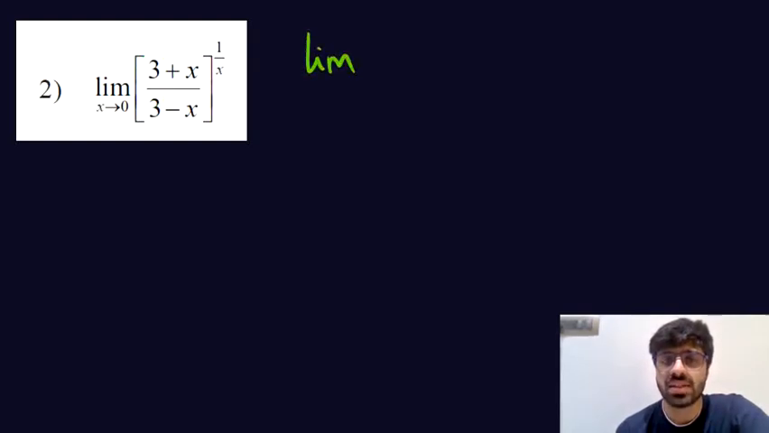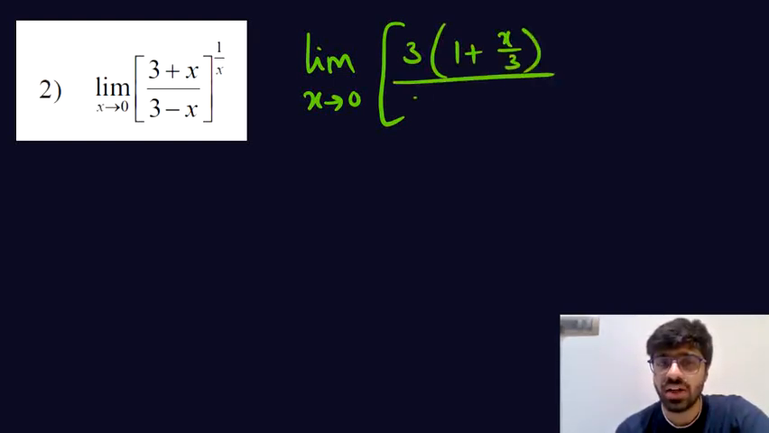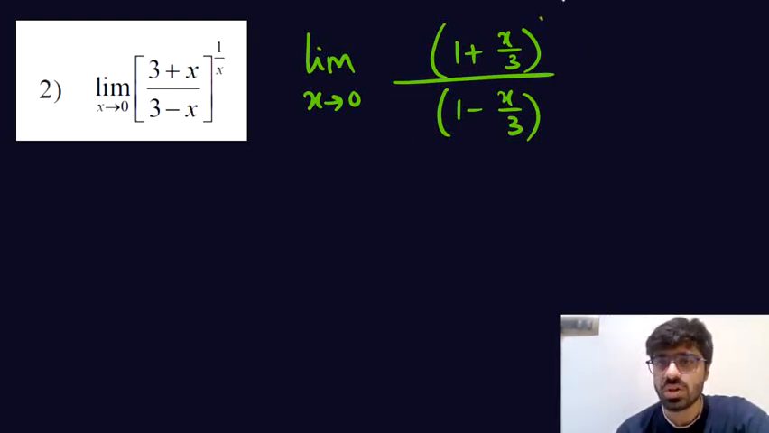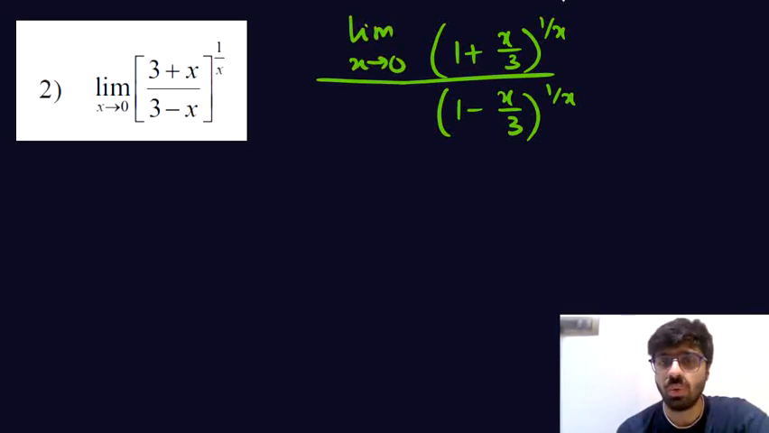See, to apply the third result, you need the first term as 1. So from the numerator and denominator in the bracket inside, you need to pull out a 3 common. So you can say 3 into 1 plus x upon 3 divided by 3 into 1 minus x upon 3. By doing so, you are ensuring that the first term is equal to 1. You can cancel the 3 here and here. So let's just not write it because it is getting cancelled. And now you can split the power also. So write 1 upon x as the power here and 1 upon x as the power here, and split the limit also.